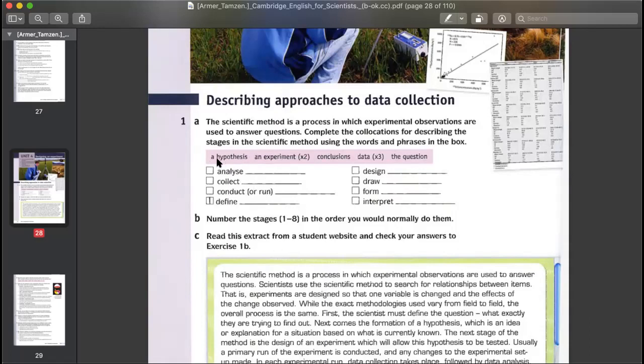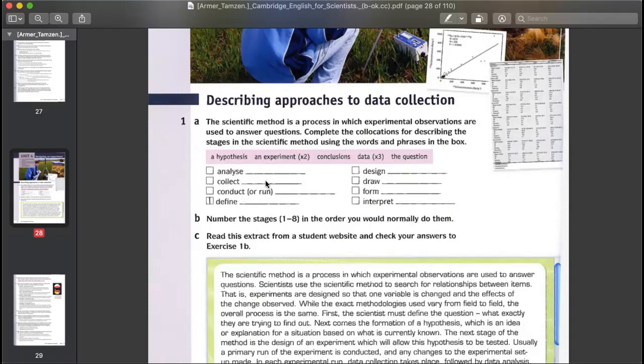From the box, you have a hypothesis, an experiment, you will use it 2 times, conclusions, data 3 times, and the question. You have analyze, collect, conduct or run, define, design, draw, form, and interpret. In B, you will number the stages from 1 to 8 in the order you would normally do them.